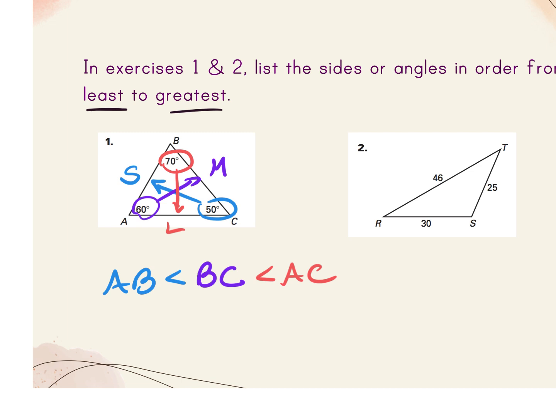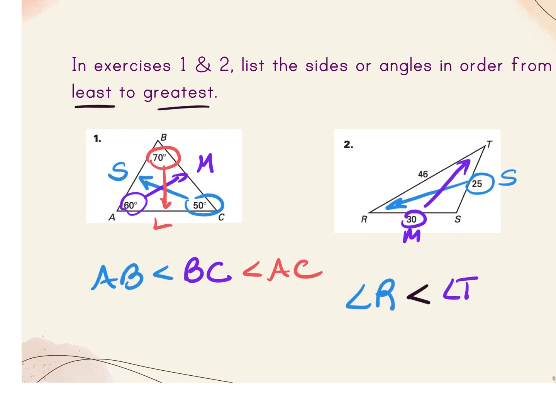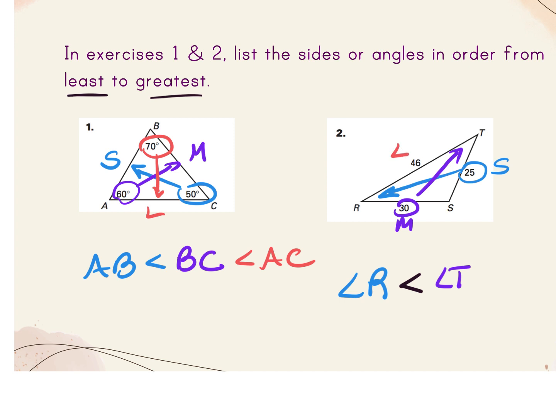Now, if they give you sides and they ask you to order angles, we're doing the same thing. So my smallest side is the 25, and it's going to be across from the smallest angle, which is going to be angle R. And then the next biggest side is the 30, and it's across from angle T. So angle T will be the medium size angle. And then lastly, the largest side is across from the largest angle, which is going to be angle S. And this is from least to greatest.